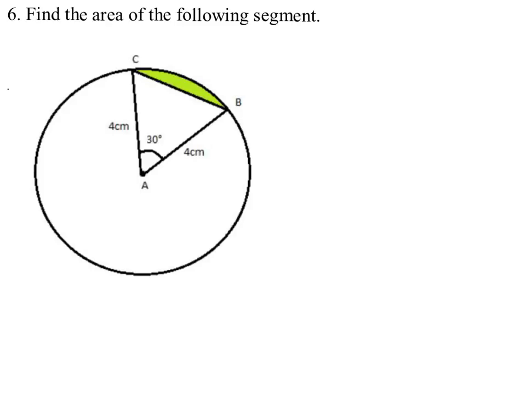Okay, for problem 6, find the area of the following segment. We need a couple other formulas. We need the area of a sector, and we need the area of a triangle. What we're going to do is subtract the area of the triangle from the area of the sector to get the area of the segment. So let me write all those formulas down, and then we'll start plugging numbers in.